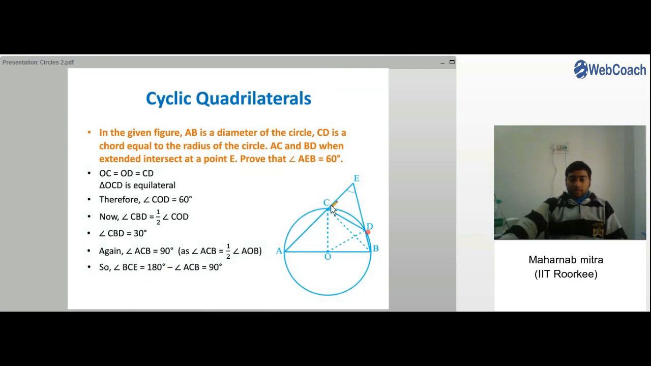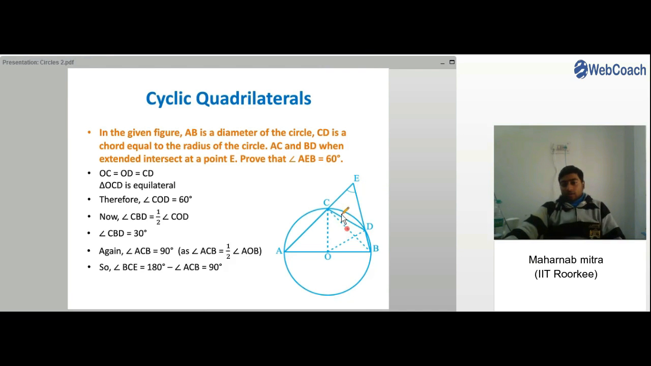Now BCE, this angle, is equal to 180 degrees minus ACB. Now ACB is 90 degrees. We have got ACB as 90 degrees. So BCE we can get easily as 180 degrees minus 90 degrees, which is 90 degrees only. So we get this angle BCE as 90 degrees.